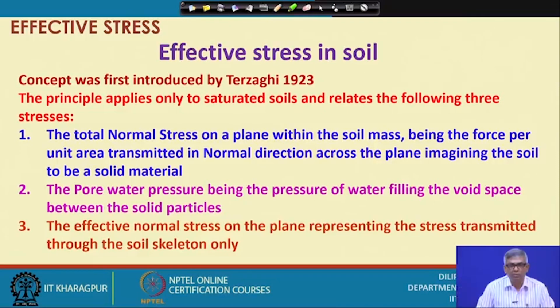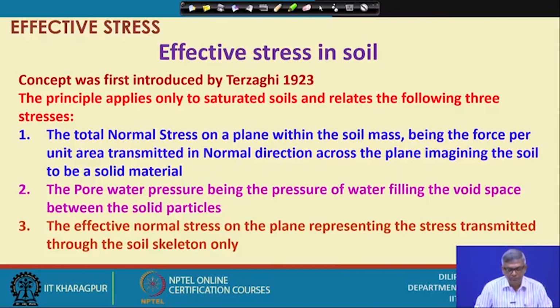Like if there is a block, and I apply a force P, and if it is a solid one, then we can find out the stress at any point by P by A. That is the normal stress, the first one. We will use the term total normal stress from now onwards. That is nothing but P by area, where A is the cross sectional area of the soil through which force is applied. And then the second one is the pore water pressure.